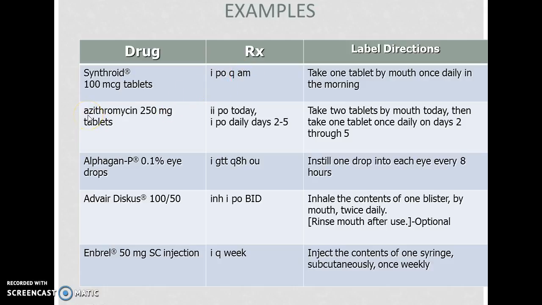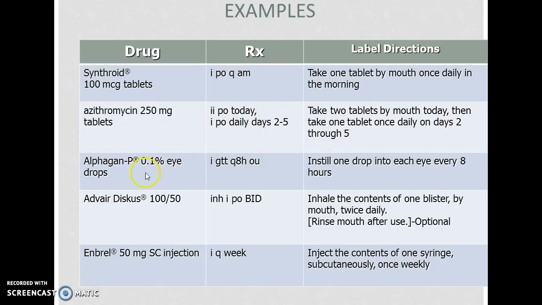The next one here is called azithromycin. Again, the amount of medication per tablet is 250 milligrams, and you have different doses. This is an antibiotic, so it's being taken for up to 5 days. So you have two i's together meaning two, PO by mouth, today. One i the next day, you take one tablet by mouth daily for the next days 2 to 5. Okay, so day 5 is when you finish taking this medication.